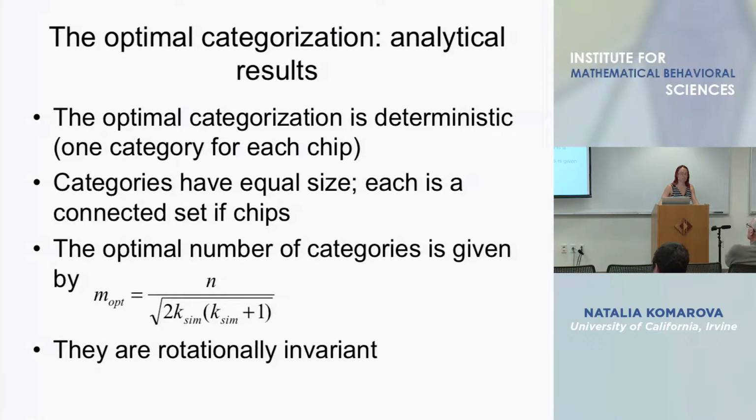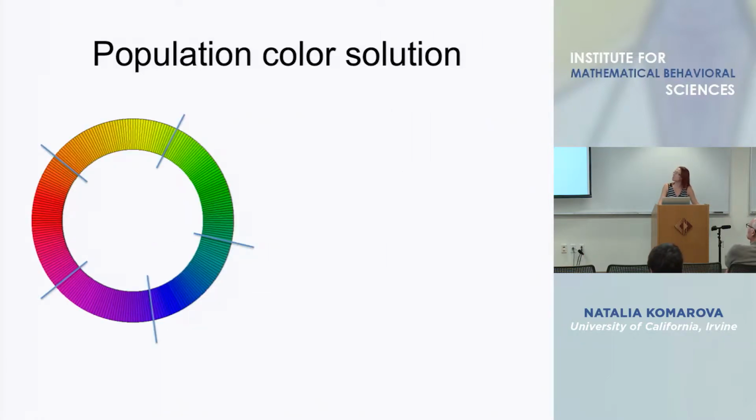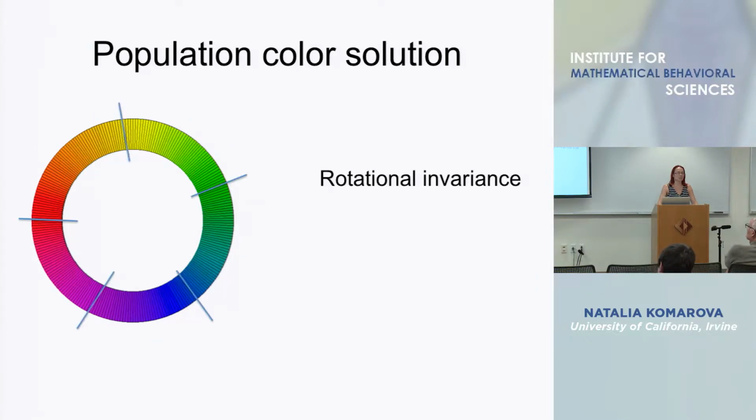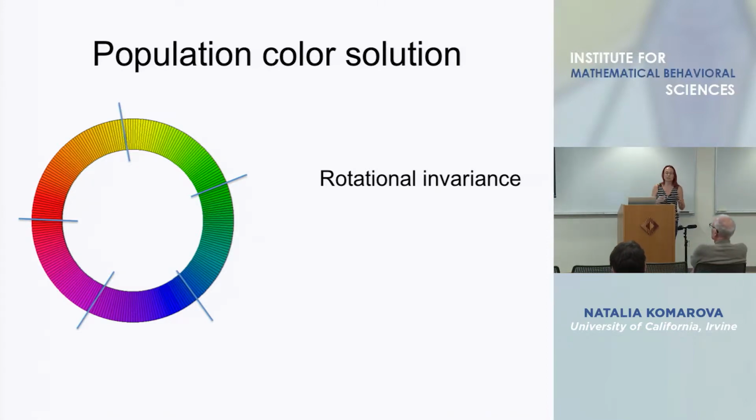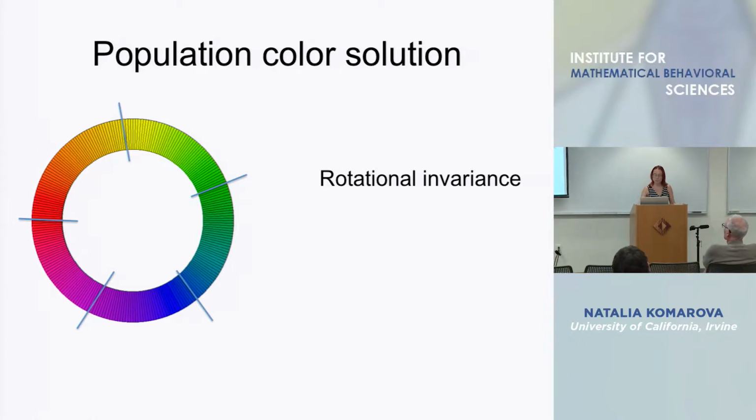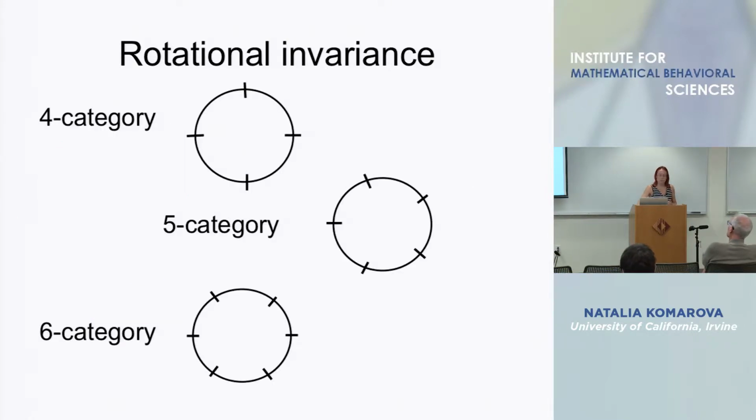The solution is rotationally invariant. So basically, if this is my categorization system that is optimal, then so is this, and so is this, and so is this. It doesn't matter where I draw the border, as long as the sizes are the same and as long as it's deterministic. So we can run a computer simulation of agents meeting each other, talking about color, and coming up with a categorization system. And every time we get a solution, but it's a different one every time. So these are examples of a 4-category, 5-category, and 6-category solution. But where the borders are drawn doesn't matter.